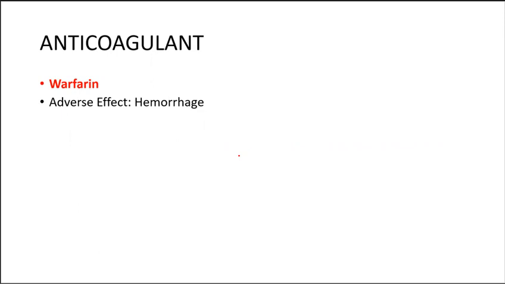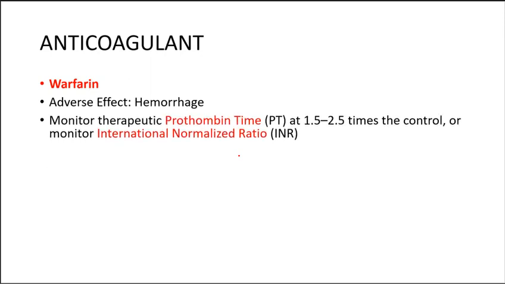Again, with clients on warfarin or oral anticoagulants, these prolong the clotting time, and we need to monitor their prothrombin time and also monitor the client's international normalized ratio. So again, the normal PT would be 9.5 to 12 seconds. Our normal INR would be 2 to 3.